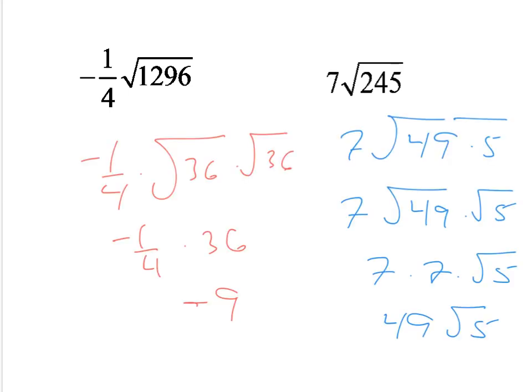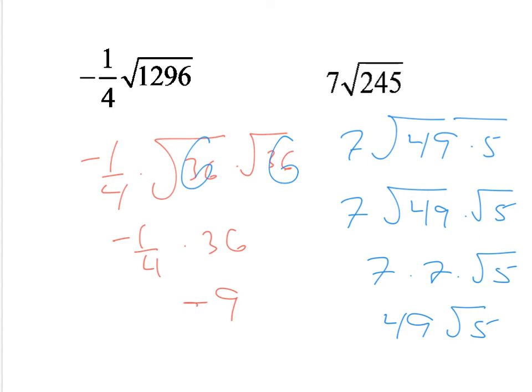Okay, here we are. Your final answer for the first one should have been negative 9. And your final answer for the second one is 49 root 5. I'll quickly just go through the steps if you want. Well, 1296, I kind of broke down as 36 times 36. So negative 1/4 times root 36 times root 36. Well, root 36 times root 36 is 36, or you can think of both of these guys as 6 and 6. Well, 6 times 6 is 36. Negative 1/4 times 36 is negative 9.